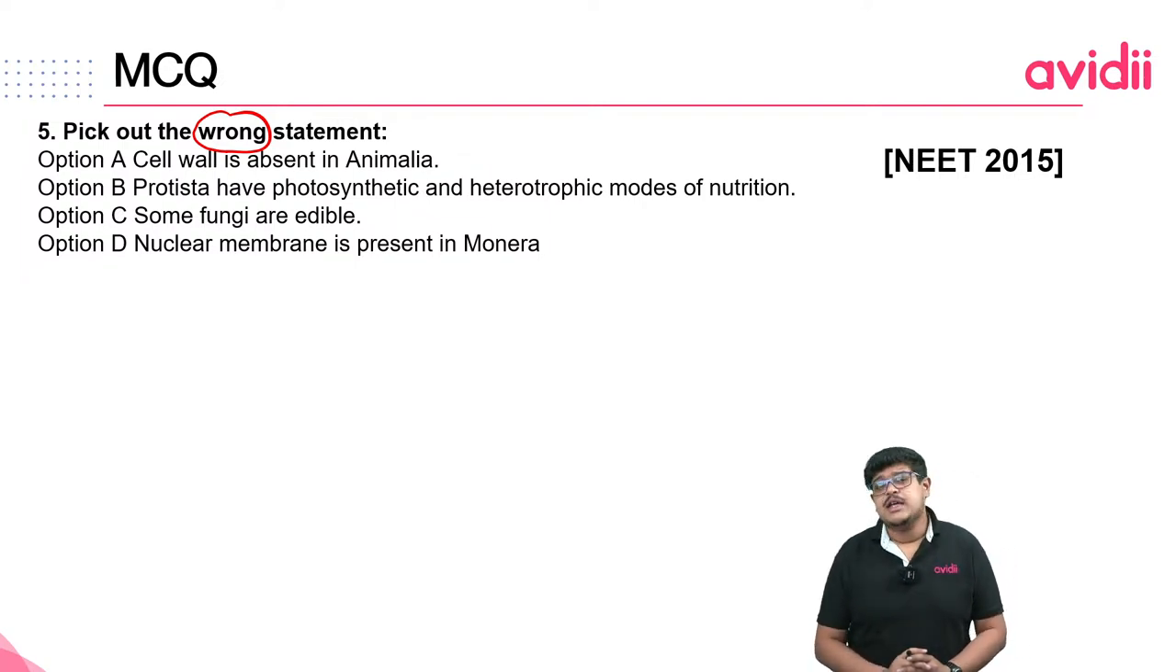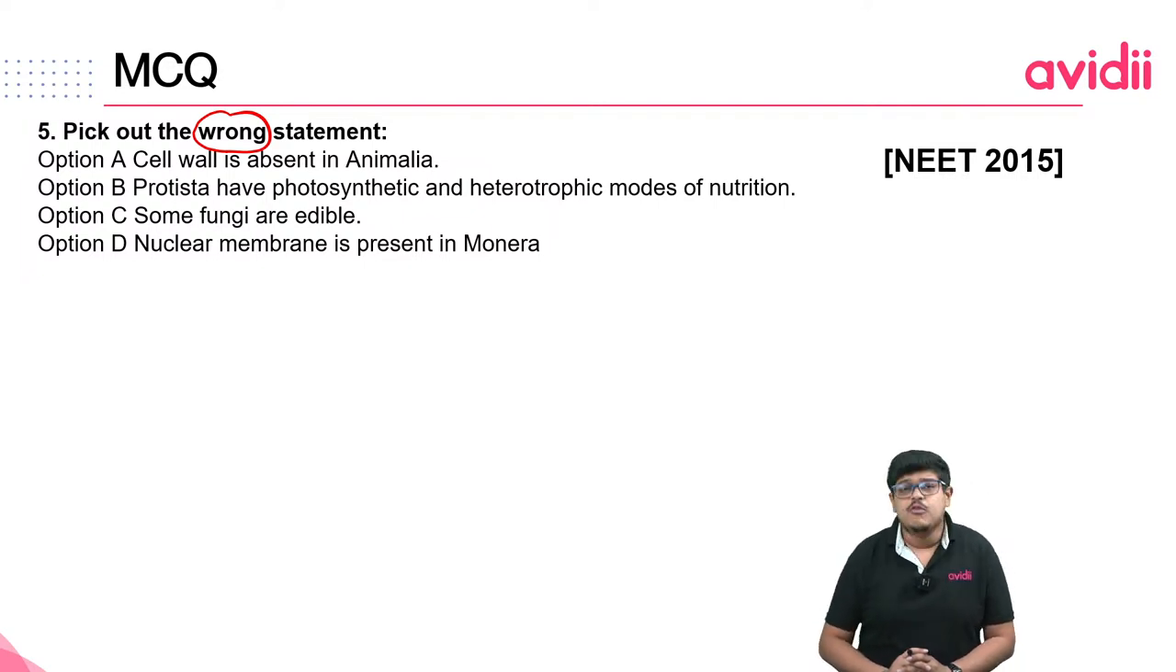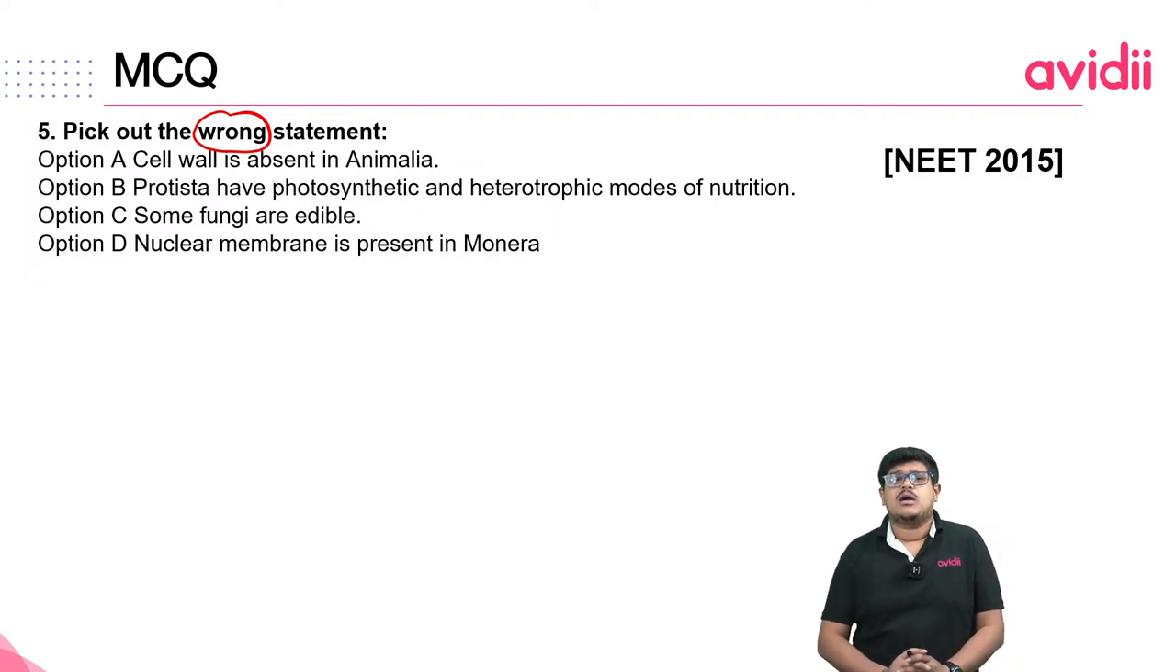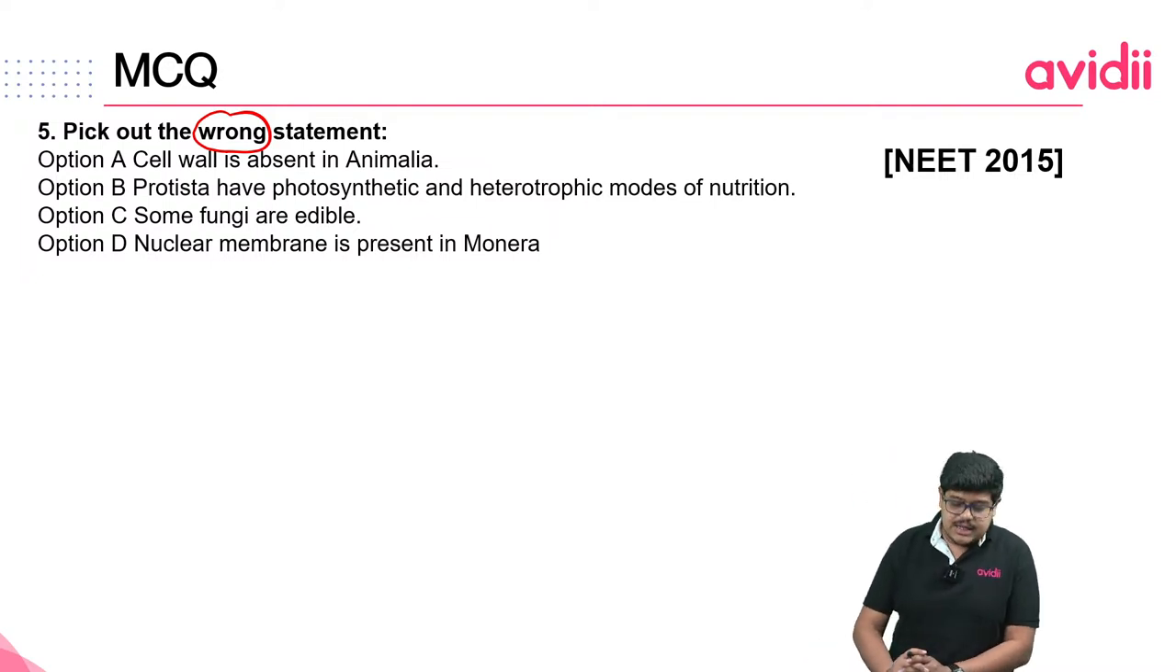If we observe in case of plants, the cell wall is required to provide that rigidity, but in case of animal cells, the cell wall is not required, thereby increasing more of its flexibility. Movement and locomotion is one of the chief parts of animals. In the initial animals, obviously locomotion is not possible, but movement is there, right? So cell wall is absent in Animalia. So this is not wrong. This is your correct option.